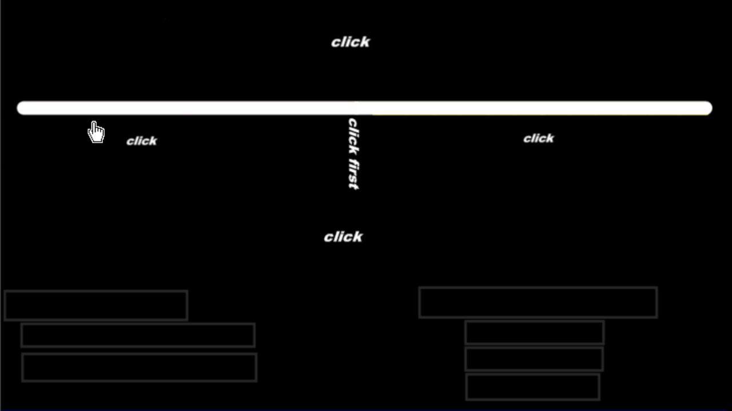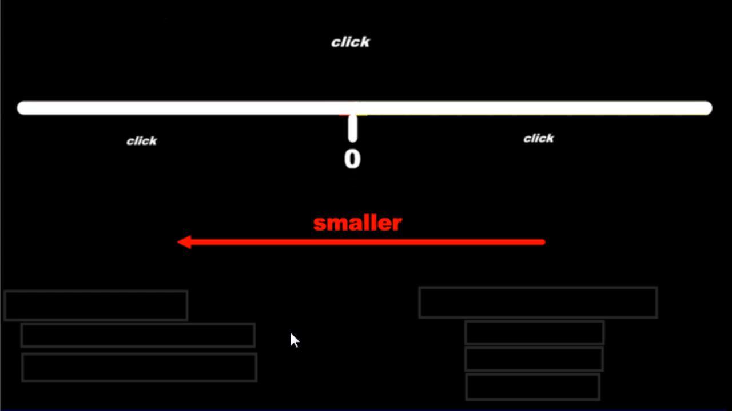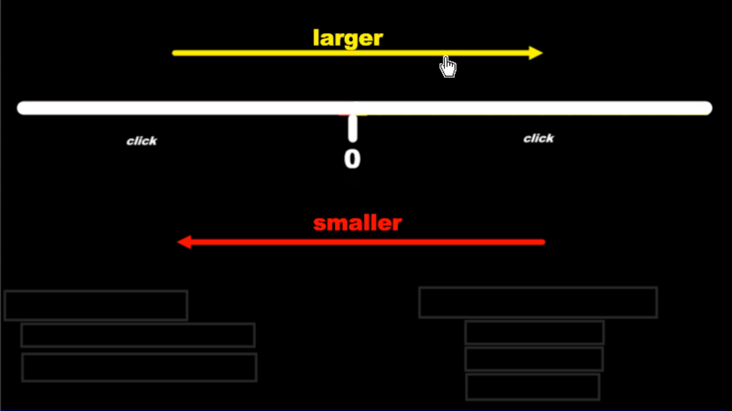Now on here, I've got a blank number line and it asks me to click here first. Let's see what's under this. We've got the number 0 and we're putting it in the middle of a number line. It's not always in the middle. We can put it anywhere we want, but in this case, it's in the middle. On a number line, if you go to the left, you're always going to get smaller numbers. Always. If you go the opposite direction, you're going to get larger numbers.